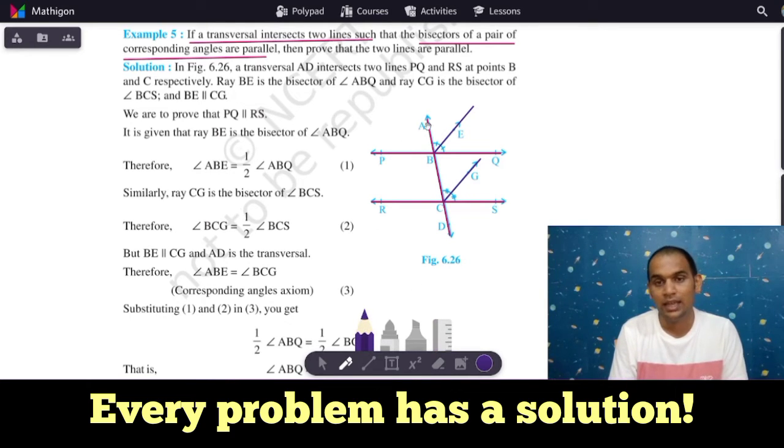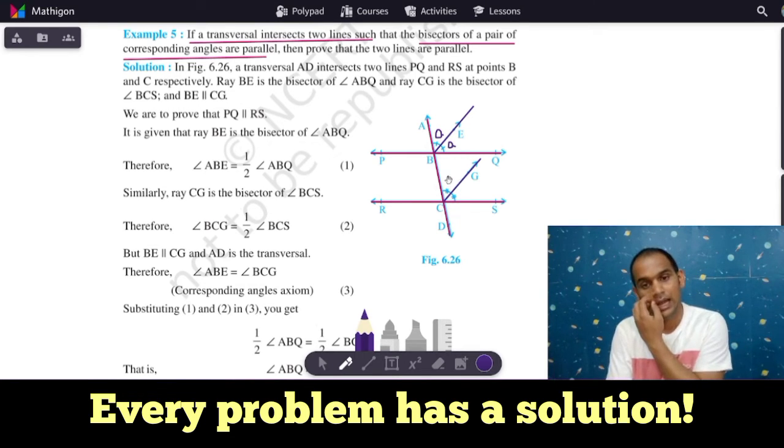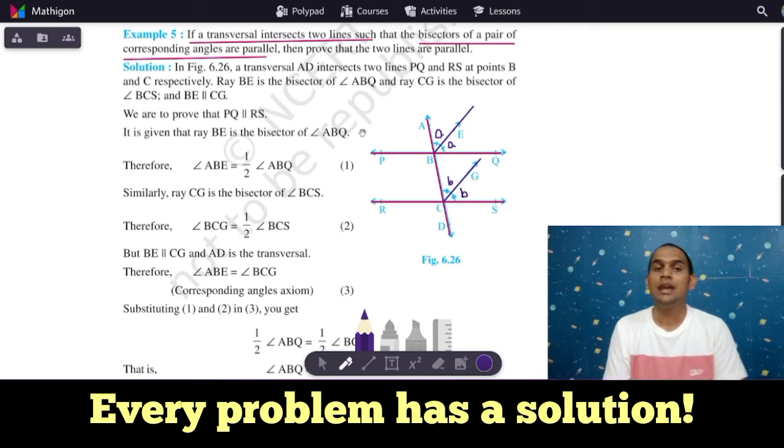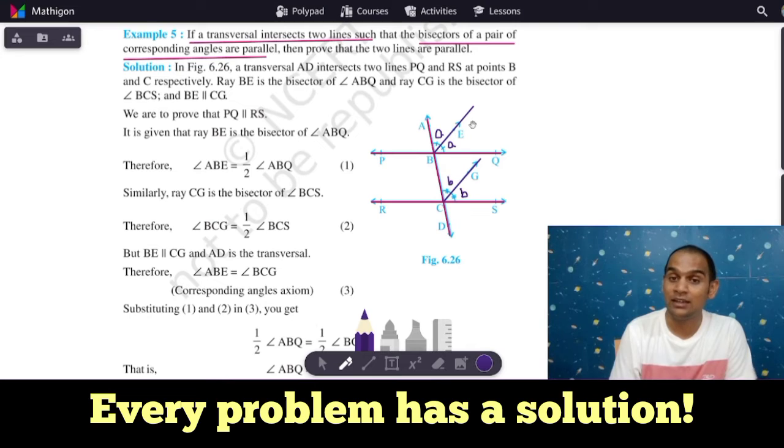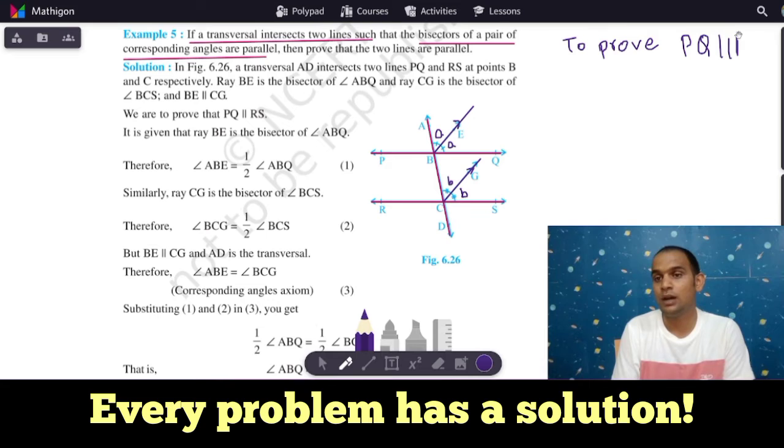So what can I take? I can take this as small a, so this will also be small a. I'll take this as small b, so this will also be small b. Now, the angle bisectors of the corresponding angles are parallel. It is given that these two lines are parallel, that is, the angle bisectors. Then we need to prove that the two lines we started with, PQ and RS, are also parallel. So we have to prove that PQ is parallel to RS.